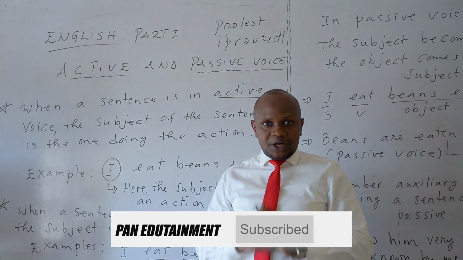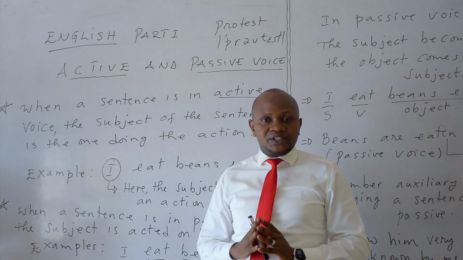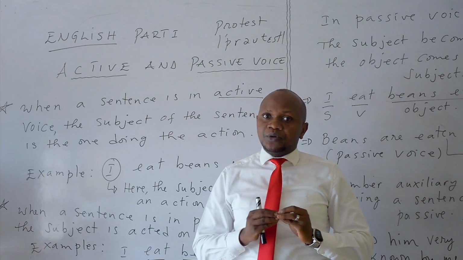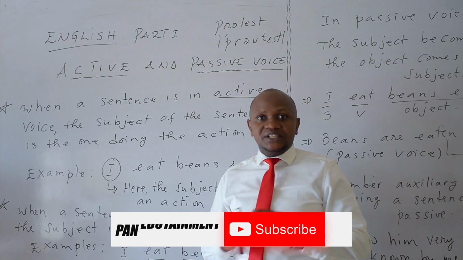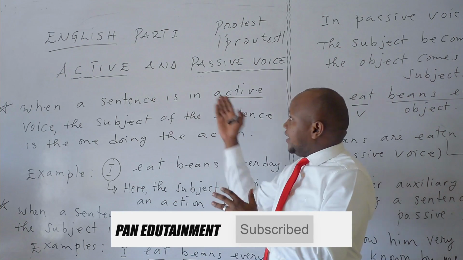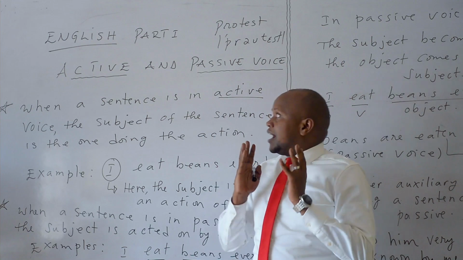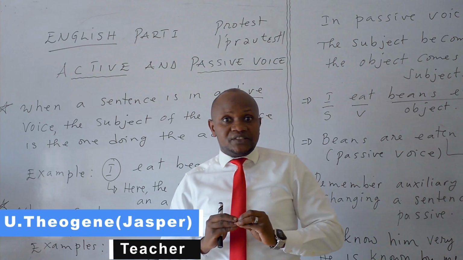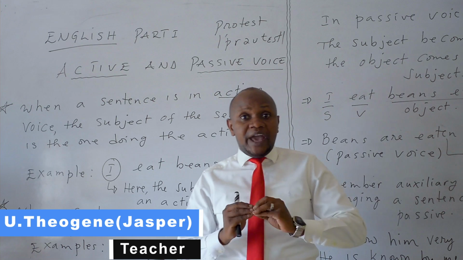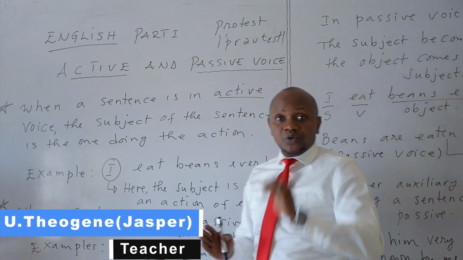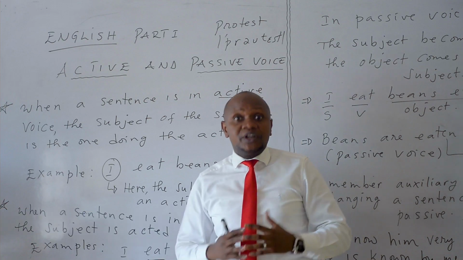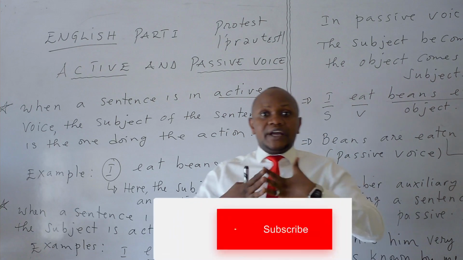This is the new chapter on pan-edutainment. This chapter is going to help you get your English very well. The English that you need is there. Please, we are going to learn how to use active and passive voice in sentences, how to make an active sentence or a passive sentence. Be together with me. I am teacher Jasper. We are going to learn this lesson very well.